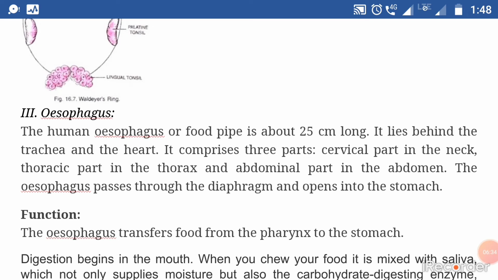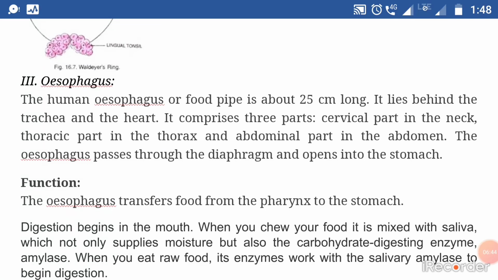So this is a common pathway, and in this area no digestion occurs. The esophagus transfers food from the pharynx to the stomach. This is the only function of the esophagus: it makes a pathway and transfers food from the pharynx to the stomach.